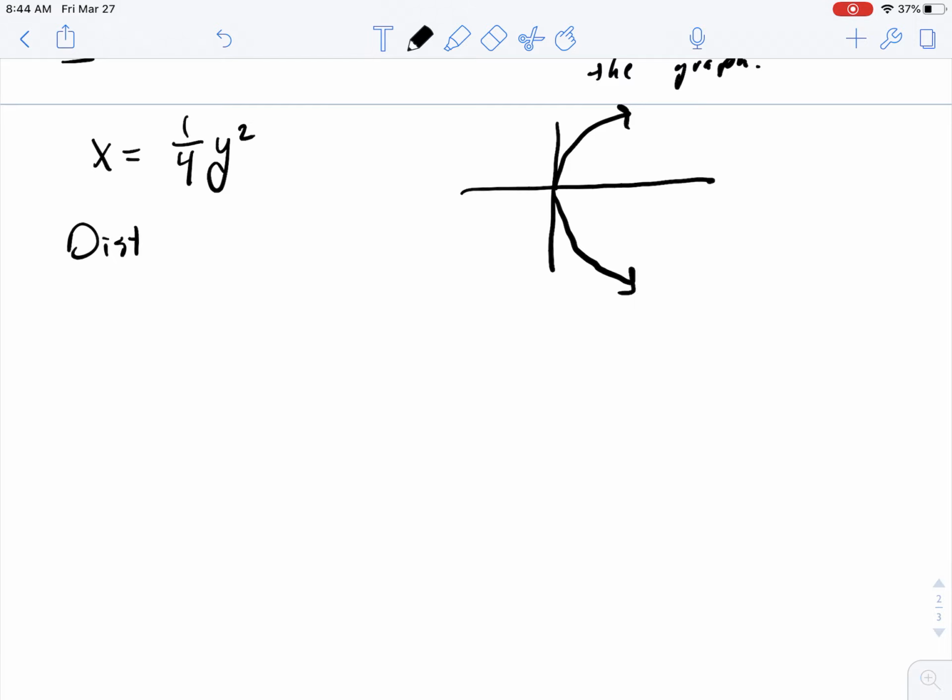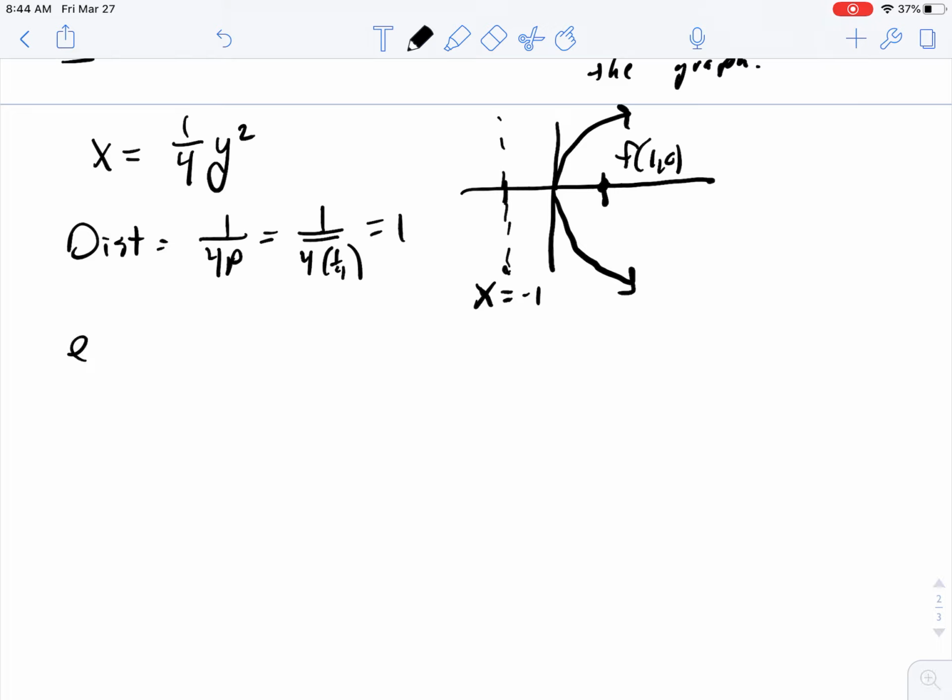So again, the distance is 1/4p. 1 divided by 4 times 1/4 is 1 unit. So that would mean my focus is (1, 0). My directrix is x equals -1. Again, this is the same problem we did on the previous video.